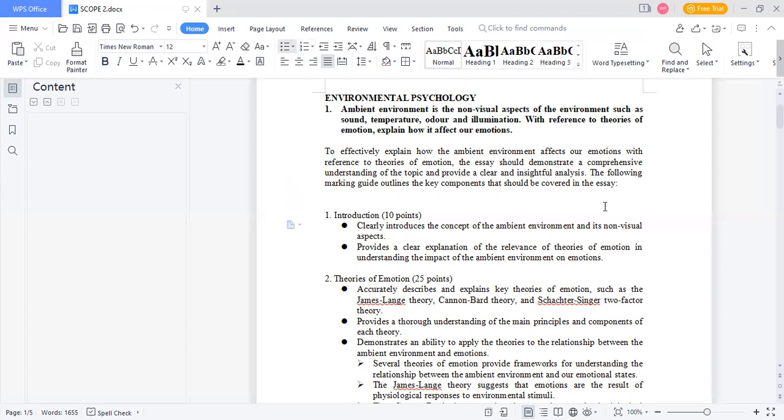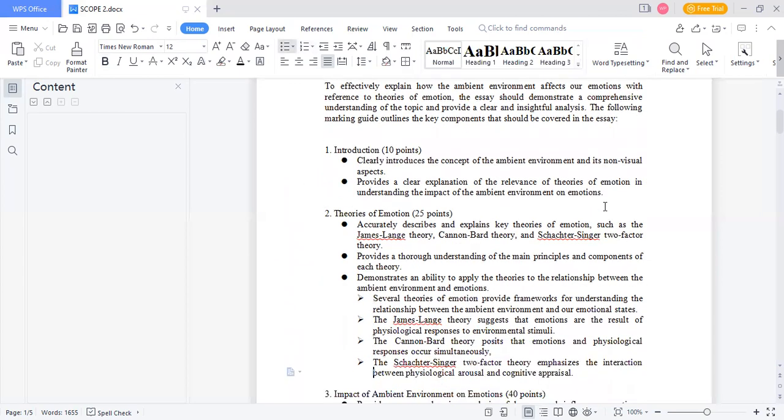In every academic essay, we have to understand that an introduction is supposed to be there, where you clearly introduce the concept of ambient environment and its non-visual aspects, such as the examples we have mentioned previously. And also provide a clear explanation of the relevant theories of emotion in understanding the impact of the ambient environment on emotion. It's more like I just give a brief summary, just stating them as you go, so that when you jump into your body, you then add such aspects.